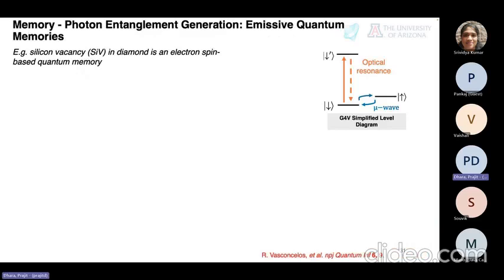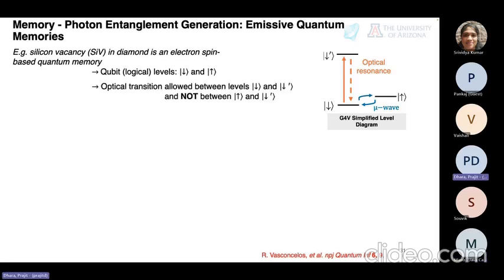Specifically, given that energy level structure that I showed you before, and those three levels that we can address, I can think of this as a qubit system that can be driven with a microwave transition, and an optical resonance can be used to selectively couple these two states. Meaning, if I have qubit logical levels down and up, and I only have an optical transition that's allowed by selection rule between down and down prime, and not between up and down prime, I can use this to generate entanglement. How do I do that?